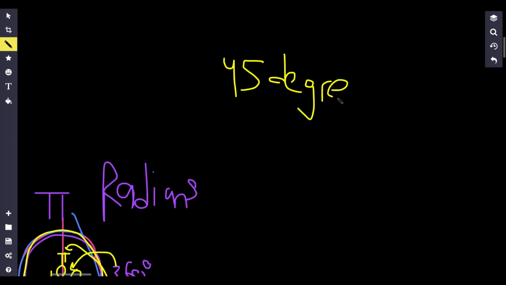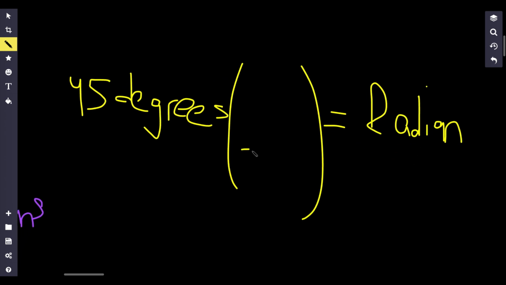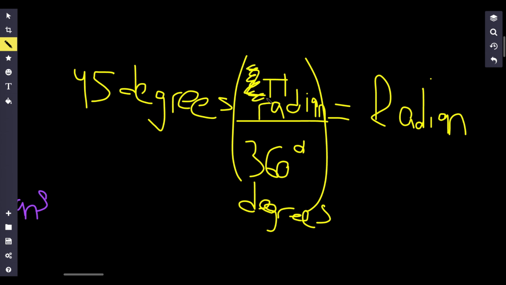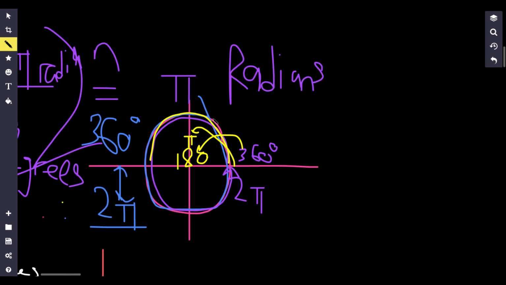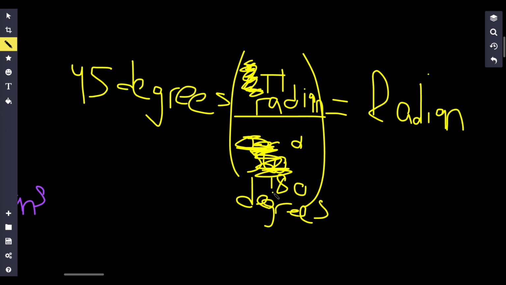Now 45 degrees, and we want to convert this into radians. Once again, you can say that for every 360 degrees, there are 2 pi radians. And you can actually simplify the inside. You can say that for every pi radians, there are 180 degrees. Because that's what we saw from before: for every half of a circle, which represents 180 degrees, that's also equal to pi radians. So for every pi radians, there are 180 degrees.